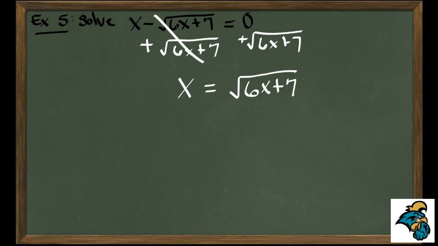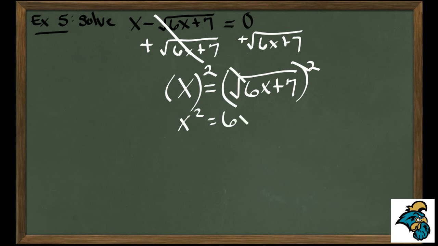Once you've isolated the radical, step 2 is to either square or cube both sides of the equation. Well, since we're dealing with a square root, to get rid of a square root, we're actually going to square both sides. So on the left-hand side, I have x squared. On the right-hand side, remember the square and the square root undo each other. So equals 6x plus 7.